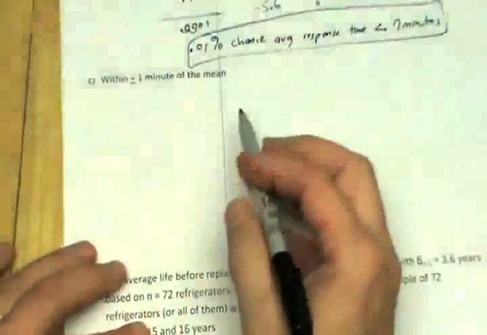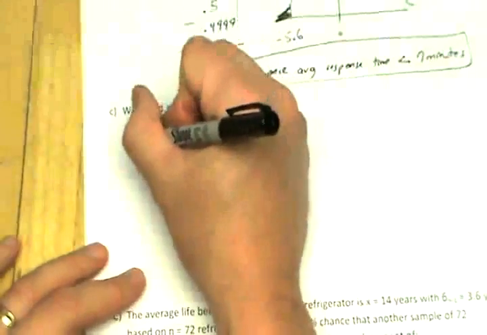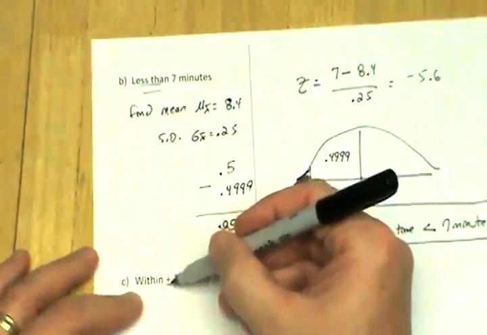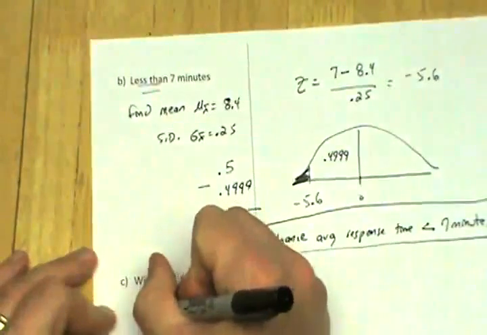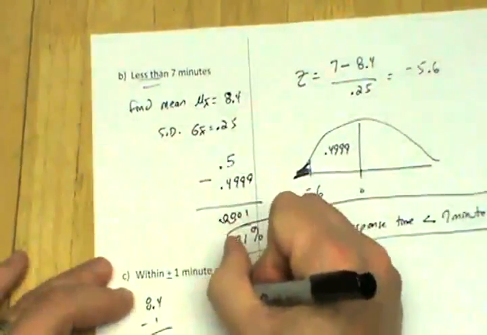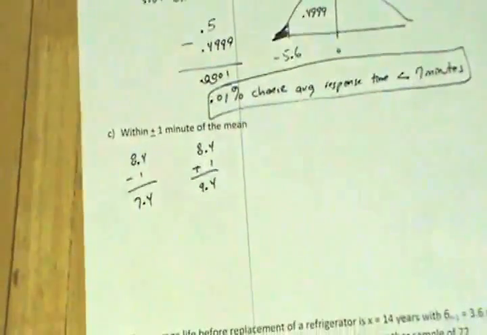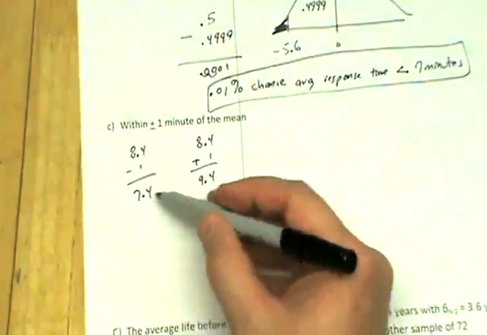How about if we ask for a new question, within 1 minute of the mean? Well, we found earlier that the mean right here, the mean is 8.4. We want to be within 1, that's left and right of that. So within 1 to the left, so 8.4 minus 1 is 7.4, and then 8.4 plus 1 is 9.4. So they're basically, same question would ask, what's the chance that the average is within these numbers?